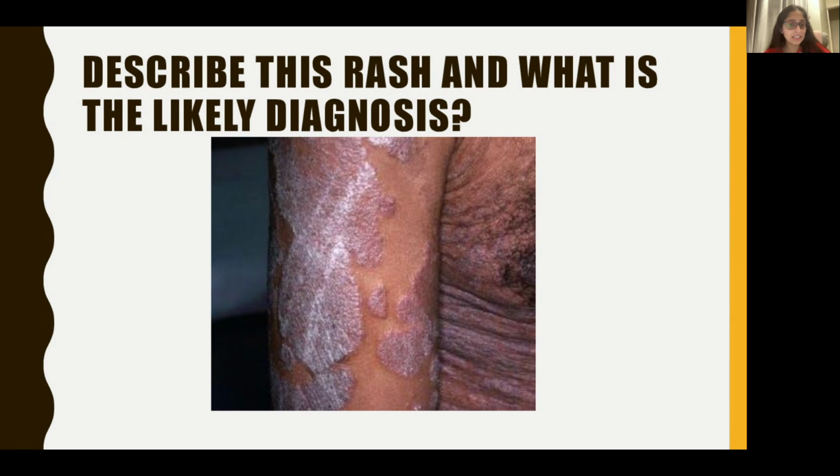So we can use the DCM framework to describe this rash. We can see that it's distributed on the arm, and we can also see, if you look closely, there is also part of the lesion on the torso as well. We would describe this as a patch, and we can see that there is some scale overlying this. So the likely diagnosis for this image is psoriasis.